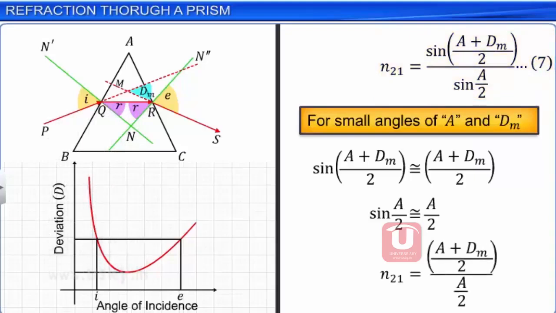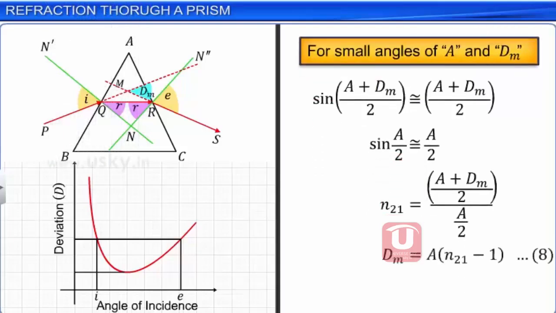Let us apply these formulae and solve some examples. Example 1. A ray of light incident at an angle of 50 degrees is refracted through a prism at the minimum deviation position. If the angle of the prism is 60 degrees, find the angle of minimum deviation and the refractive index of the prism.